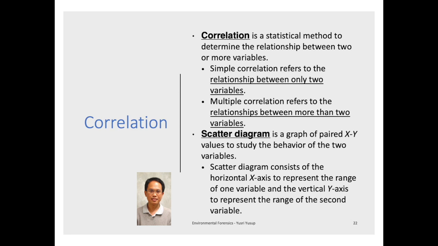We start off correlation or association analysis or model development analysis using a scatter diagram. And a scatter diagram is a graph of paired parameter x versus parameter y values to study the behavior of the two variables. A scatter diagram consists of the horizontal x-axis to represent the range of one variable, usually the independent variable, and the vertical y-axis to represent the range of the second variable or the dependent variable. For example, the x-axis is temperature while the y-axis is PM10 concentration.